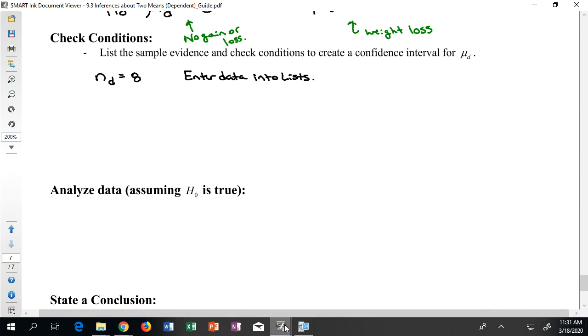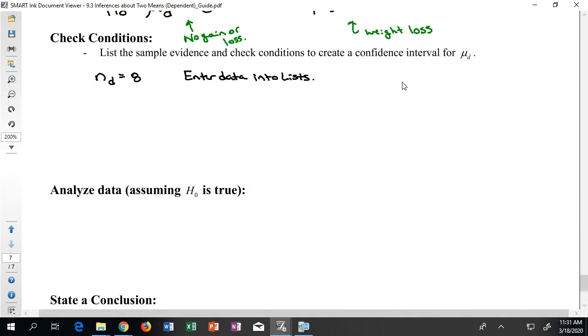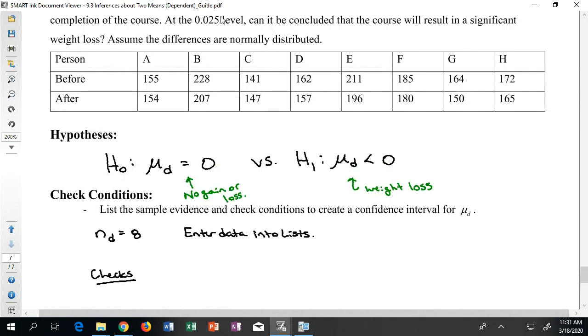Okay, so now that I have this, I can go ahead and do the checks for building a confidence interval. I'm going to go back to my formula sheet just to make sure that I'm grabbing the right checks. What I'll notice is that the checks are the same as what they were on a regular hypothesis test. So my check is my sample size large enough? It's not. But I'll see up here that the differences are assumed to be normally distributed. So I'll say, assume differences are normally distributed.